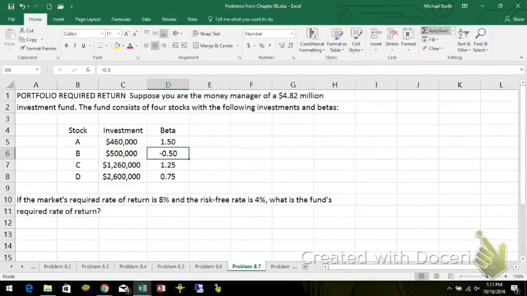It says a rising tide floats all boats. Well, except for submarines, and you don't see a lot of submarines in the stock market. If the market's required rate of return is 8%, risk-free rate is 4%, what's the fund's required rate of return?